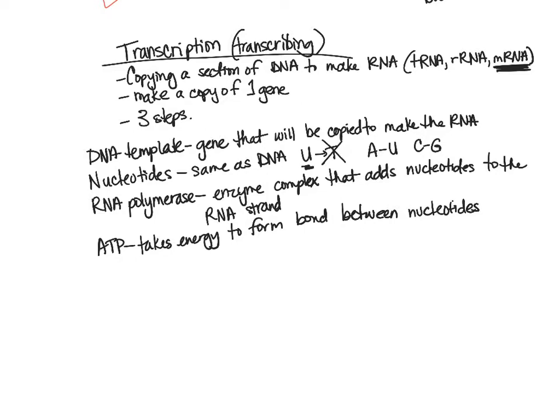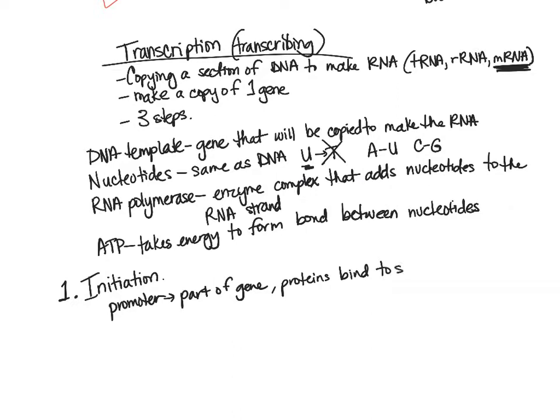So let's take a look at the steps here. The first step is called initiation. In initiation, we have a promoter section. The promoter is actually part of the gene, at the beginning of the gene, and this is where the proteins bind to start transcription.